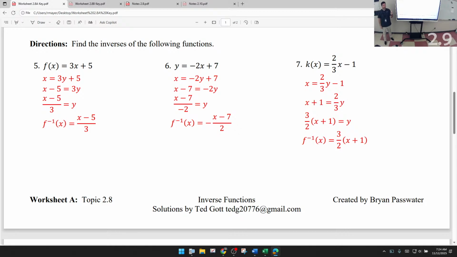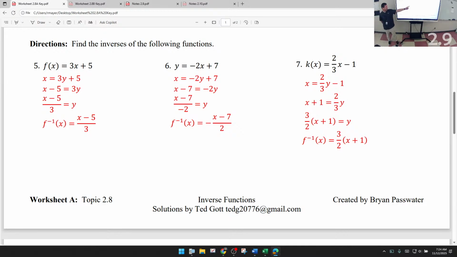Notation is as important as the actual answer. f inverse of x should be something like (x minus 5) over 3. There are other ways to write this that are acceptable. The second one should be (negative x minus 7) over 2. If you put (negative x plus 7) over 2, that's okay. And then the last one, 3 halves multiplied by (x plus 1). Again, notation is just as important as anything else.